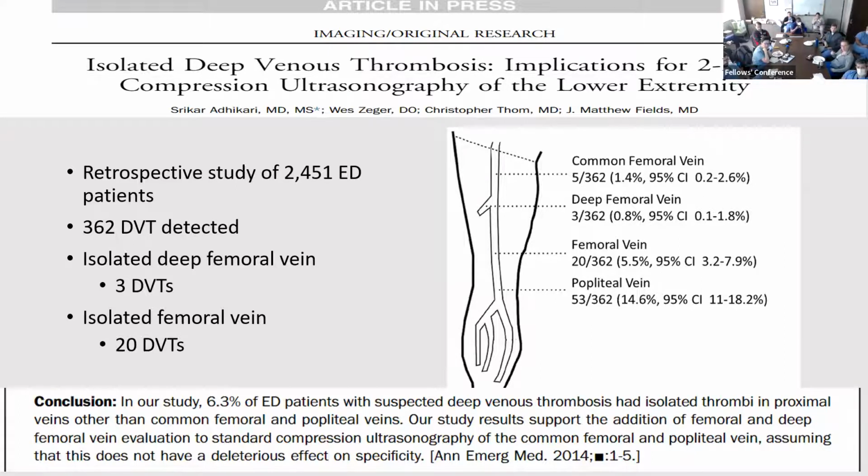The reason they only included isolated DVTs is because some patients had a DVT in their common femoral and deep femoral. Some patients had a DVT in their greater saphenous, common femoral, and deep femoral. They threw those out because you can catch that on the 2-point exam. We just wanted to focus on what we will miss. And from this study, about 6% of acute DVTs are missed on the 2-point exam.